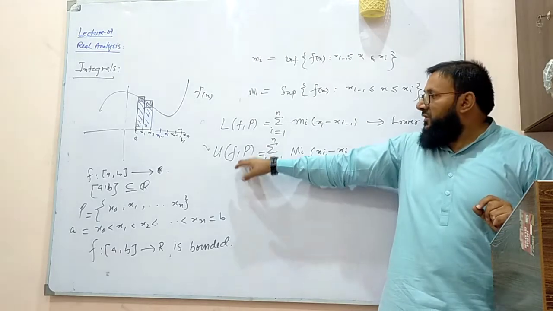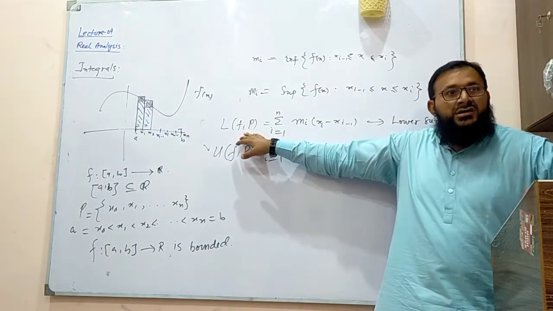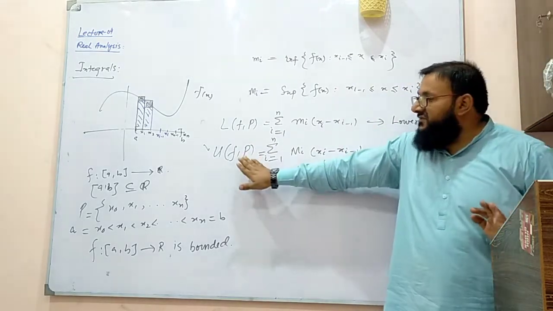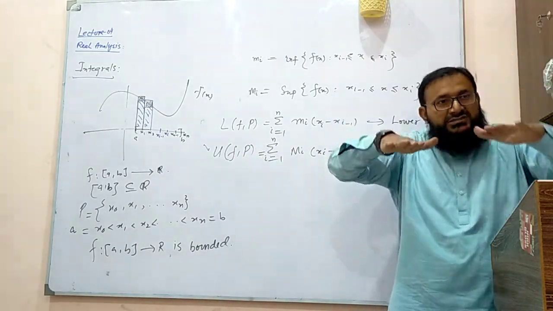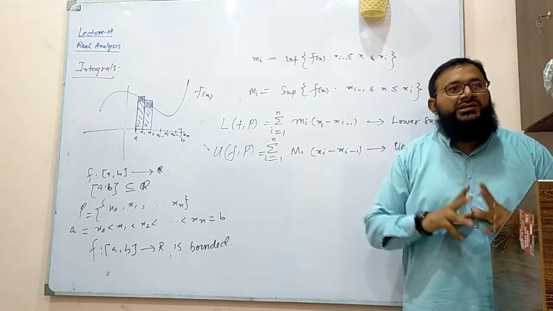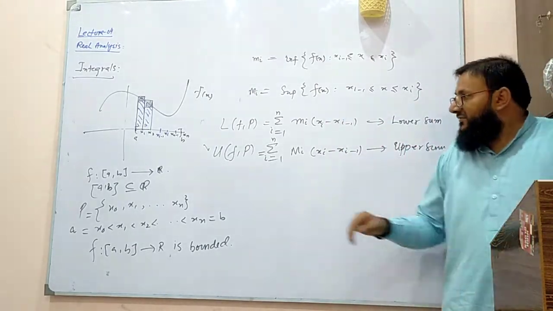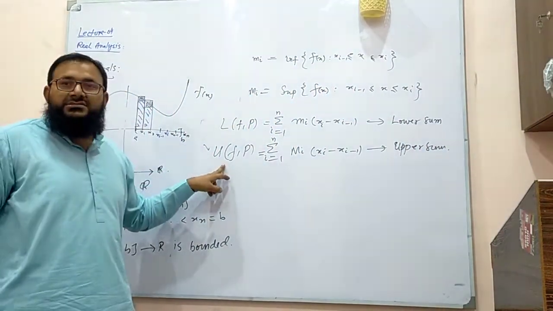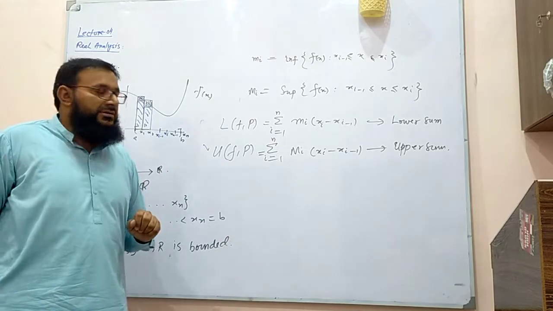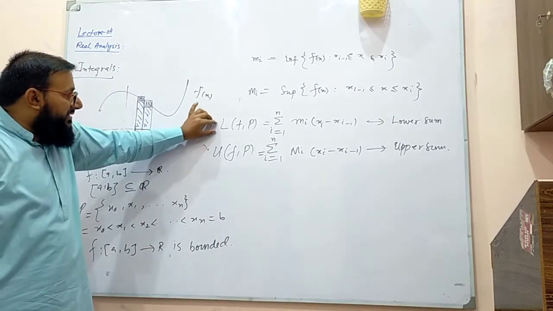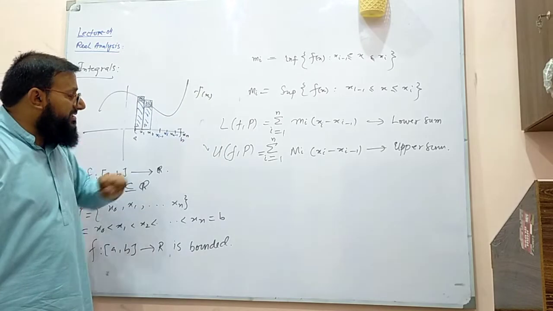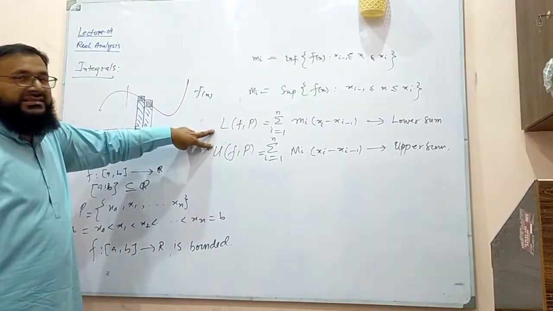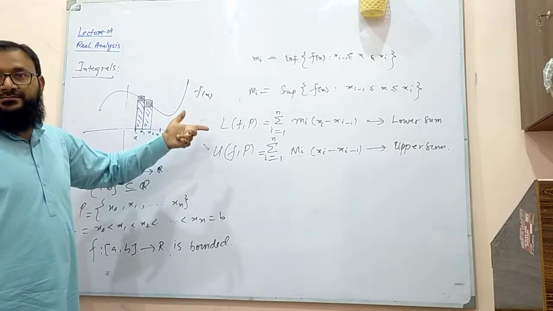What we have to do, we have to make this as large as possible so that it converges to the actual area, and we have to make this as small as possible so that it converges to the actual area. So this is the idea. And when this is large enough and this is small enough, they will converge to the actual area, and finally we can say that these two things are same.